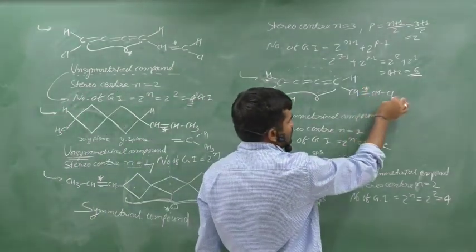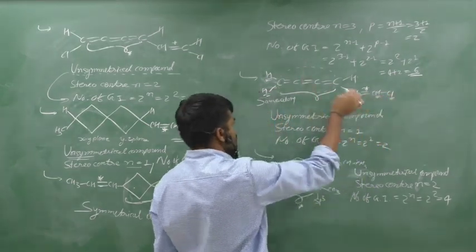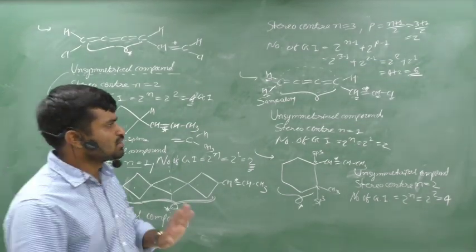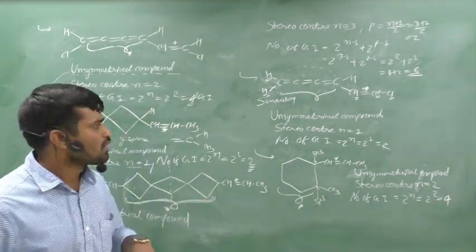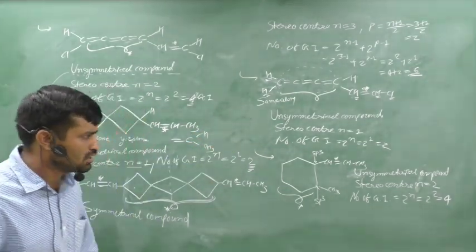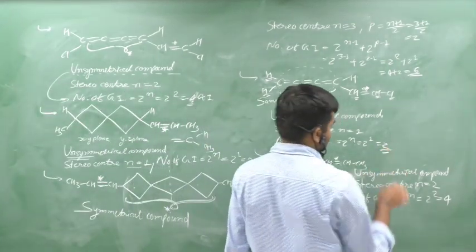Next, CH double bond CHCl. It has 2 different groups, H and Cl, H and this. Therefore, this is a stereo center. If you check the symmetry, it is unsymmetrical. Very easily we can see that. Unsymmetrical, number of stereo centers 1, number of GI is equal to 2 raised to n, which is 2 raised to 1, equal to 2.